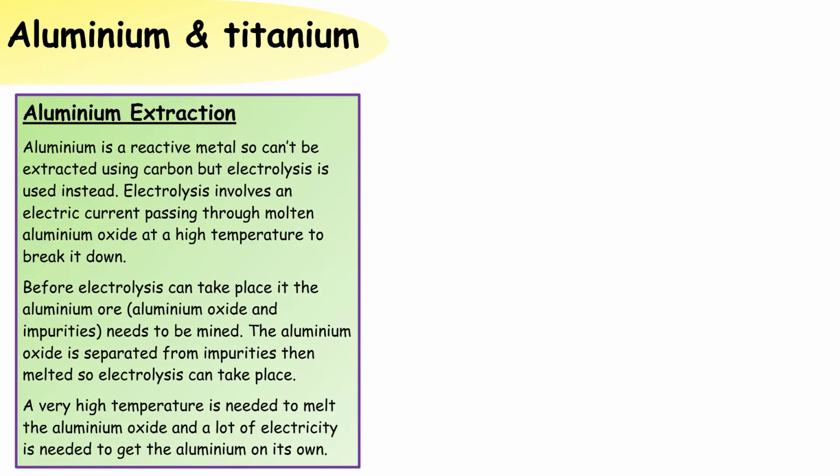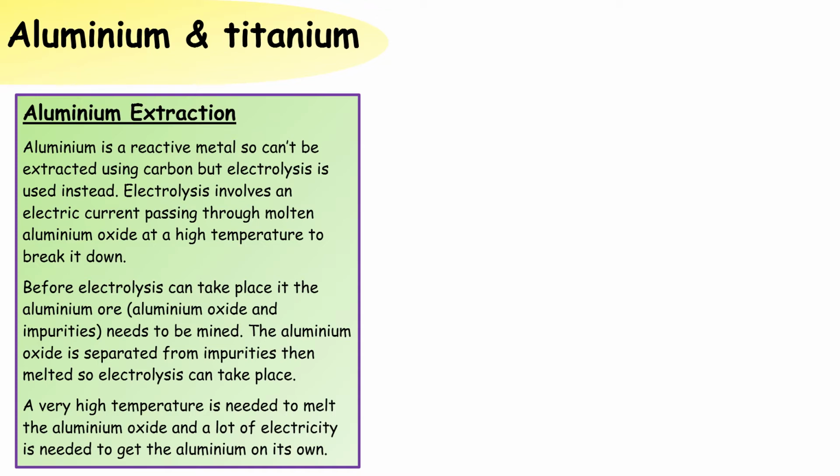Aluminium is a reactive metal, so can't be extracted using carbon, but electrolysis is used instead. Electrolysis involves an electric current passing through molten aluminium oxide at a high temperature. Before electrolysis can take place, the aluminium ore needs to be purified into pure aluminium oxide so impurities are removed.